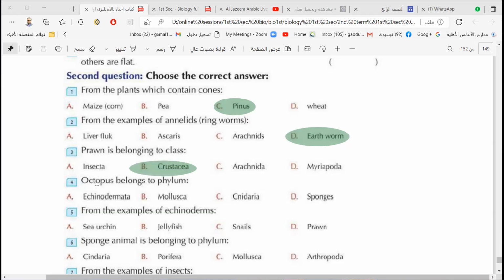Next, octopus belongs to phylum Echinodermata, Mollusca, Cnidaria, or sponge. Octopus. Which phylum? Echinodermata, Mollusca, Cnidaria, sponge. The phylum of octopus. Of course, it is B. Mollusca. Very good. Octopus is from Mollusca. Okay.